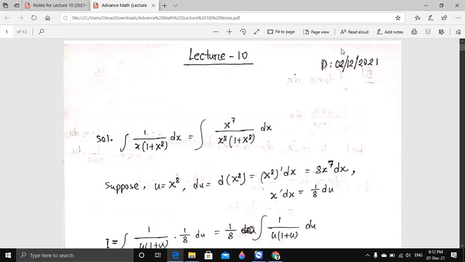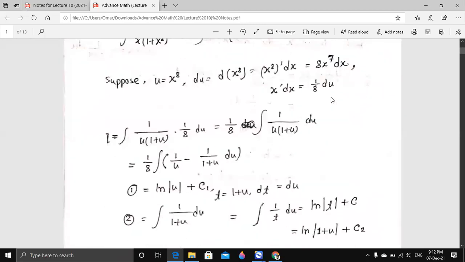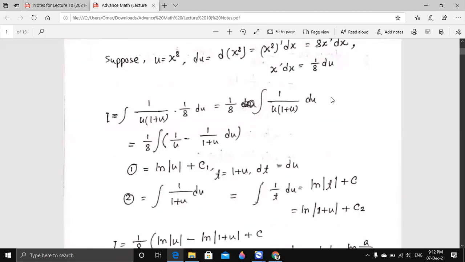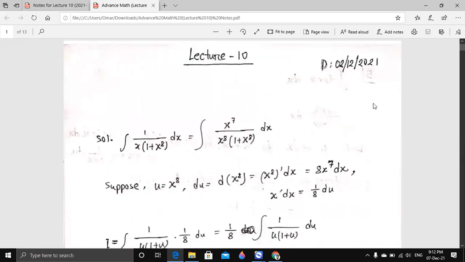So hello everyone. Today our topic is the integration by parts rule, and we will have a look at solving definite integrals in the last part.